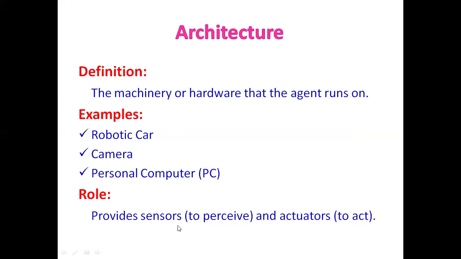The hardware provides the necessary sensors, such as cameras or other detection devices, to allow the agent to perceive its environment. It also supplies actuators like motors or display systems to enable the agent to take actions based on the sensory input it receives.